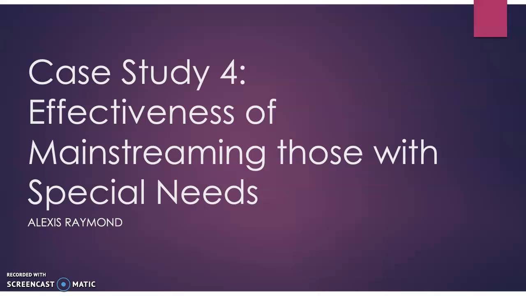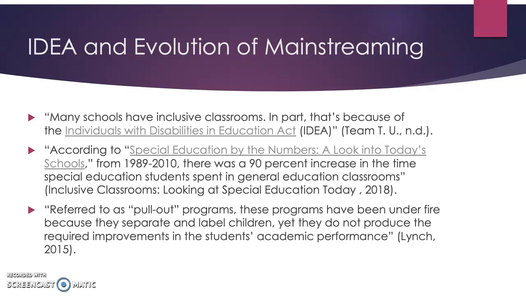For case study 4, I chose effectiveness of mainstreaming those with special needs. I thought that before jumping into mainstreaming, it would be important to give a quick definition. Mainstreaming is allowing students with special needs to spend time in the everyday classroom rather than being in the special needs classroom full time.